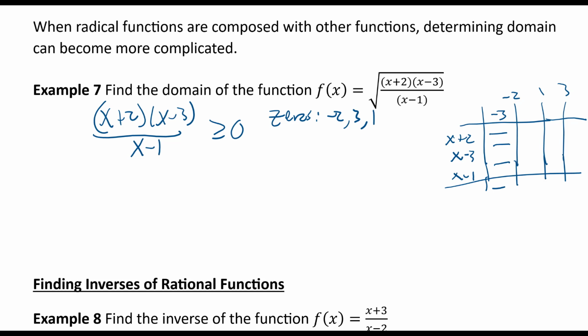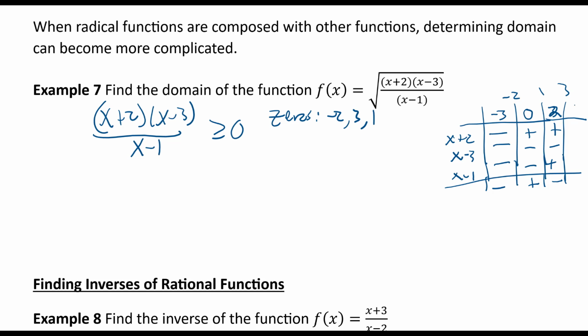overall negative. Between negative 2 and 1, the easy value to use is 0. 0 plus 2 is positive. 0 minus 3 is negative, and 0 minus 1 is negative. So a positive times a negative times a negative is a positive. Between 1 and 3 is 2. 2 plus 2 is positive. 2 minus 3 is negative. 2 minus 1 is positive. So that overall charge is negative.